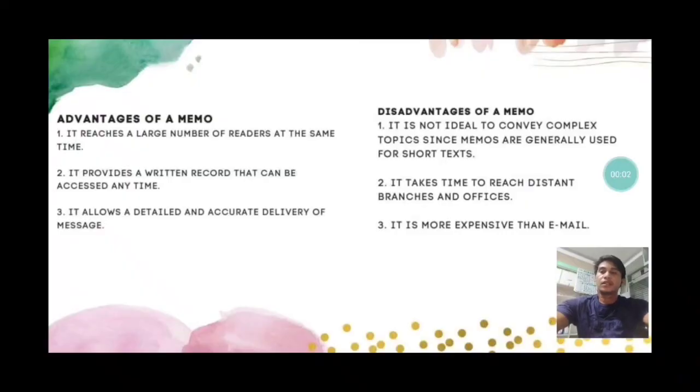Good evening, everyone. The topic that I'm going to discuss tonight is the advantages and the disadvantages of a memo. Let's proceed to advantages of a memo. Number 1, it reaches a large number of readers at the same time. So through memos, dili limit ang readers na makabasa kay bisag dili para sa tanan ang memo, bisag laing tao pwede makabasa kay sa memo kay naka-written and printed man siya.